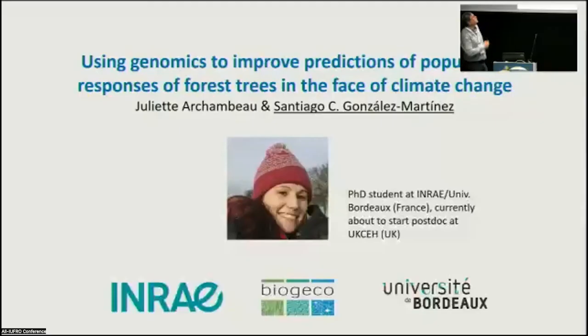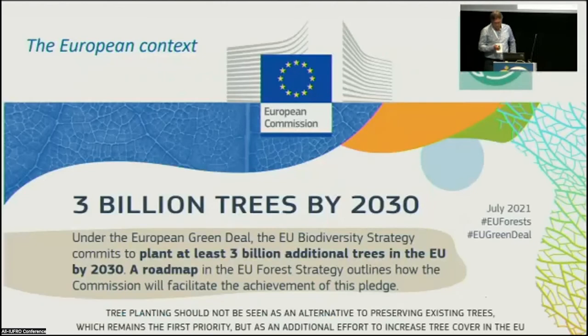I'm going to give some highlights about the work we are doing using genomics to try to improve predictions of population performance in natural populations. And this is mostly the work of a PhD student called Juliette Achambo. So if you are interested in getting deeper into these studies, you can always go to her PhD that is available fully online.